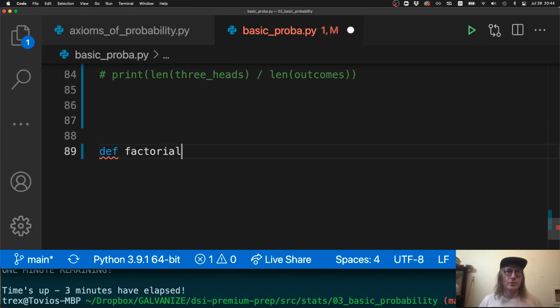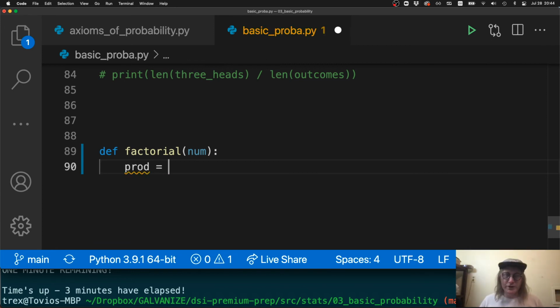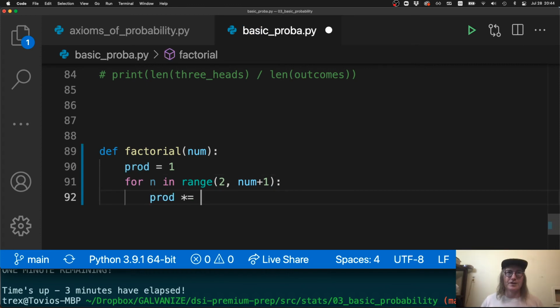We would expect you to just be able to code this up pretty quickly. So we're going to pass in some number, right? Could be 6, could be 5. I'm going to start a product at 1, and I'm going to say for each number in the range, we'll start at 2. I could start at 1, but it doesn't really matter because anything multiplied by 1 is just itself. So might as well start at 2. And I'm going to go up to the number, including it, and I'm going to just say product times gets n, and we can return that product.